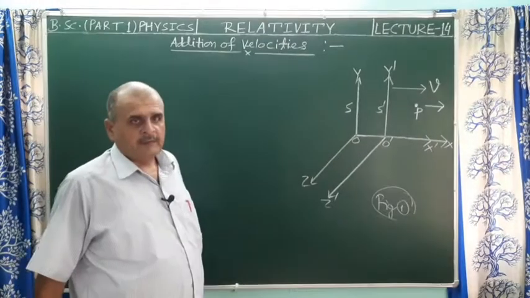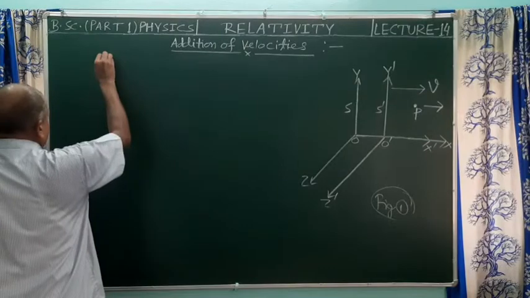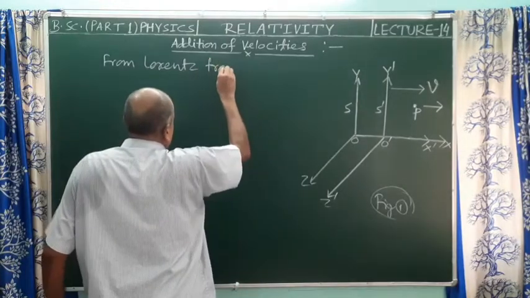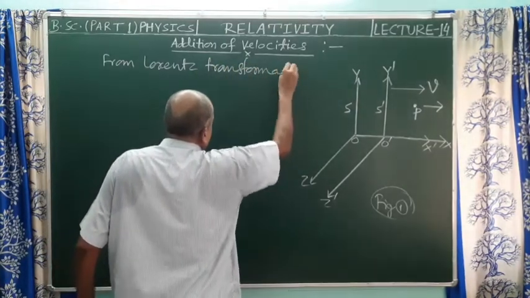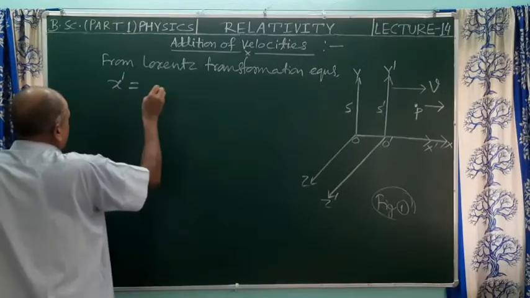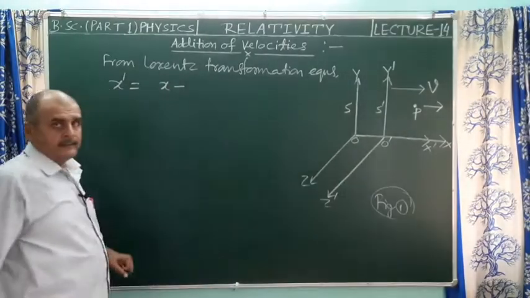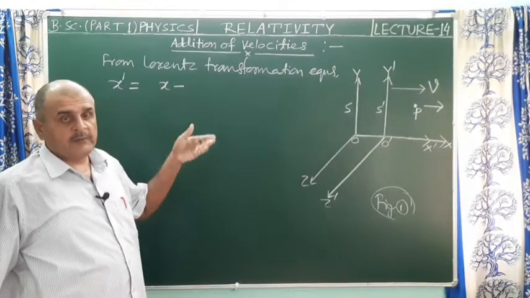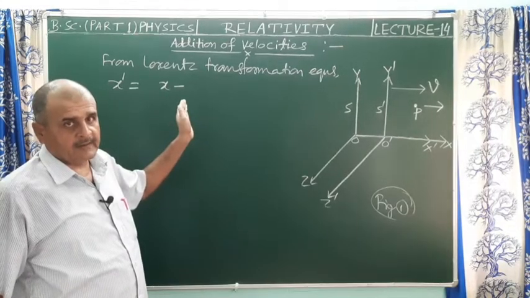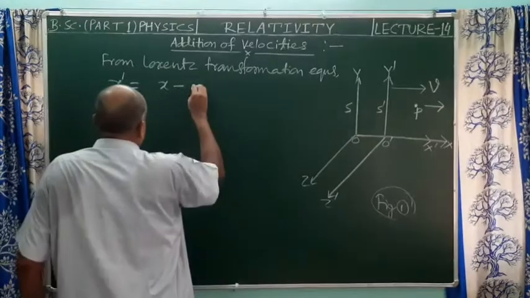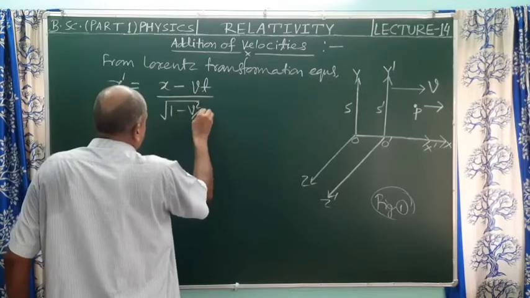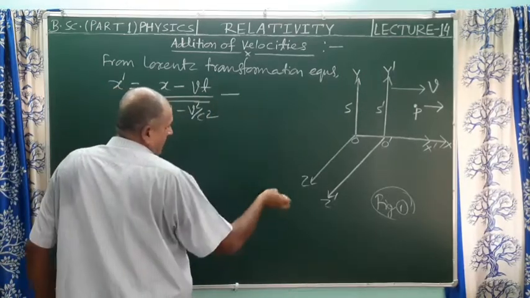Now from the Lorentz transformation equations we have x dash equals x minus Vt upon root under 1 minus V square upon C square. Here x dash is the position coordinate of an object relative to frame S dash, and x is the position coordinate of the object in frame S. This is equation 3; equations 1 and 2 we have already taken.